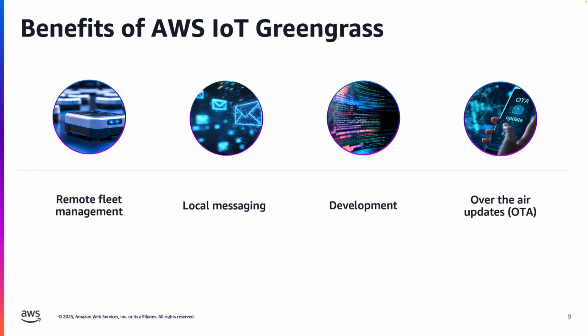Secondly, Greengrass allows for local messaging. So you can have your devices communicate with one another locally and not have to use the internet or communicate back to the cloud. Thirdly, Greengrass also helps you with development. Greengrass has a feature called components that are software modules. Some are pre-built, or you can create your own and then deploy to your device for testing. This is to help you accelerate your development.